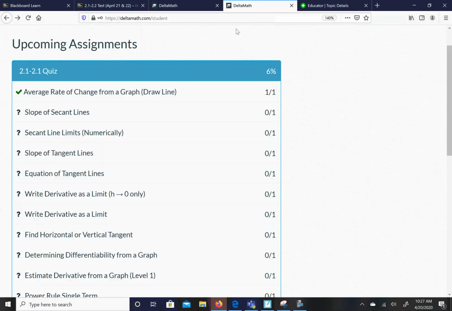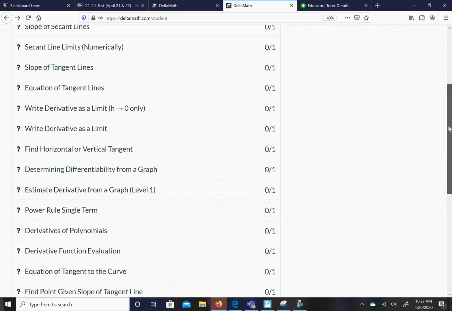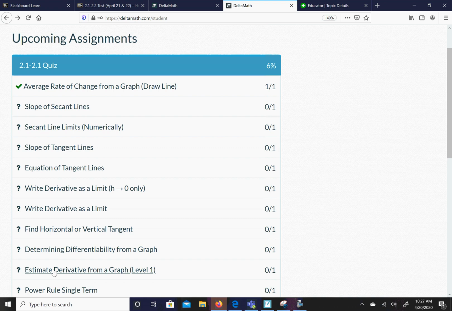When you go to do Delta Math, you are going to have upcoming assignments. You'll see the 2-1 to 2-2 quiz. If you scroll down, you'll see the completed assignments. You will notice that you are missing the homework from 2-1 to 2-2. I did that on purpose. I hid that because these questions come from the same pool. So some of you may end up having the same questions that you had for homework. Some of you probably will not. When you have this, you're going to click on the problems and show me the work.